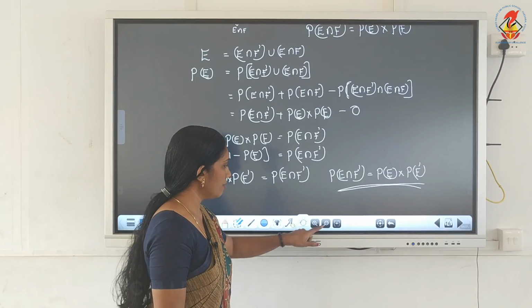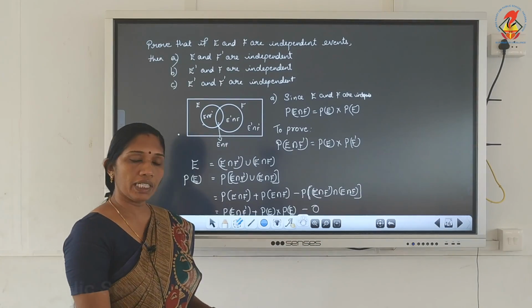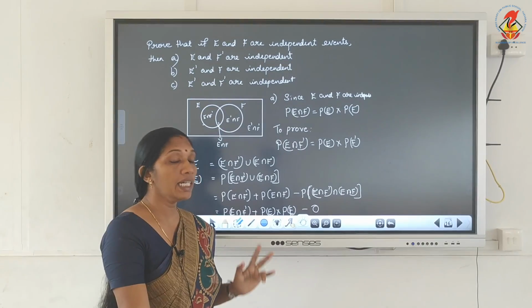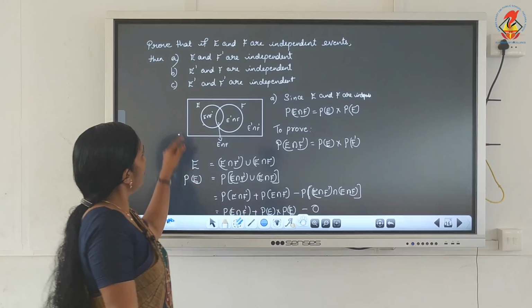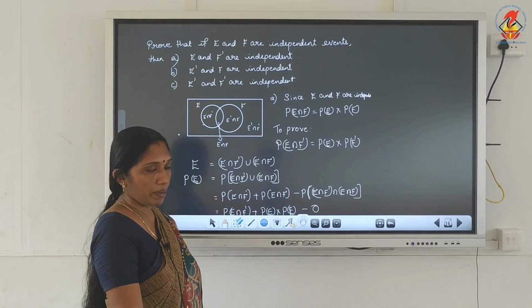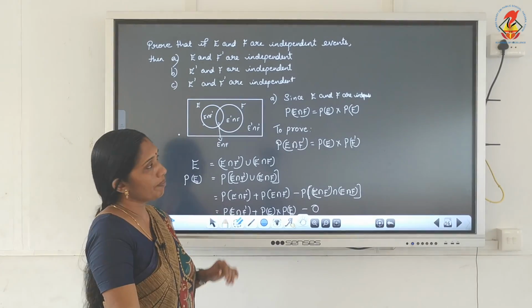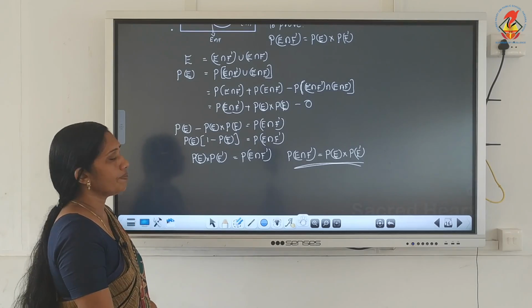So is it clear? The result is, if E and F are independent, then E and F dash are independent, E dash and F are independent, E dash and F dash are independent. So this is the proof for the first one, E and F dash are independent. In the same way you can prove the next two. Okay, so I hope all of you understood this. Thank you.